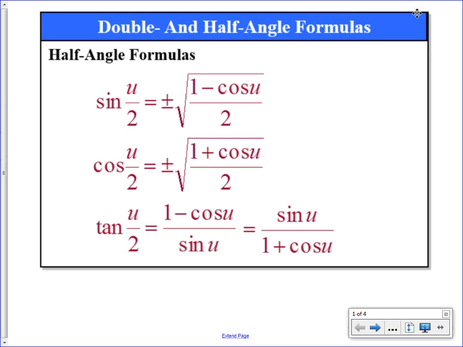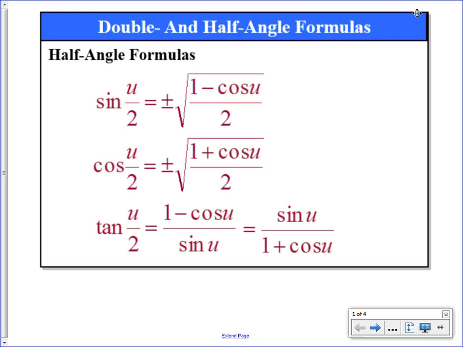Hi everybody. In this video we're going to talk about some more trigonometric formulas, or identities. These are called your double and half angle formulas. Essentially, we're doing the same thing we were doing with our addition and subtraction formulas: you're going to be trying to find angles on your unit circle. So for instance, these are your half angle formulas. In this case, U would represent an angle on your unit circle.